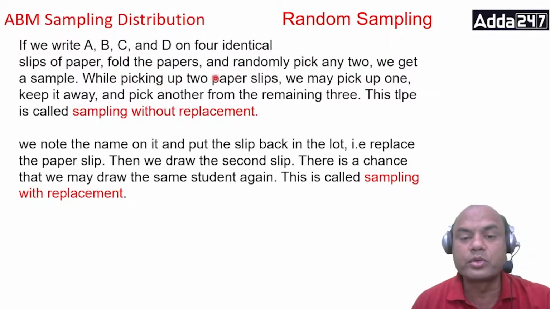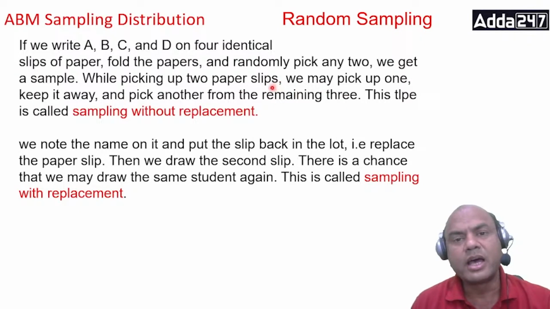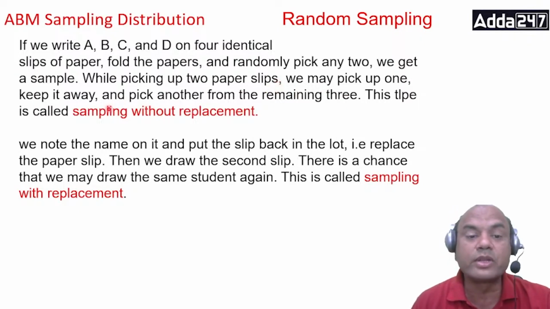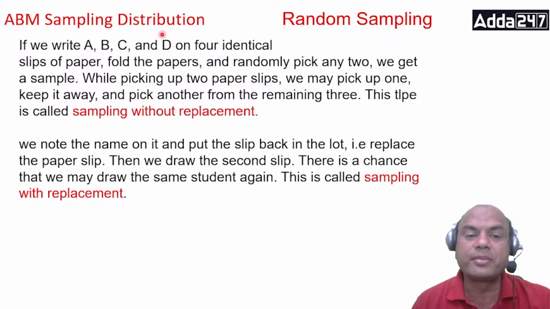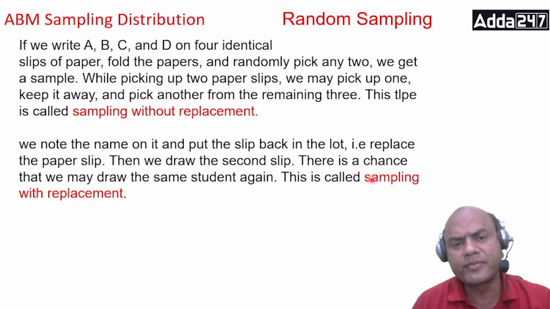While picking up 2 slips, we may pick one by one and keep it away. Pick another from the remaining 3. Now remaining 3, what does it mean? Once I pick one, I won't keep it again. So that's known as without replacement. And the second thing is with replacement. Suppose I pick this slip D, see the name on it, and again put it inside that same jar. So then it will be called what? With replacement.